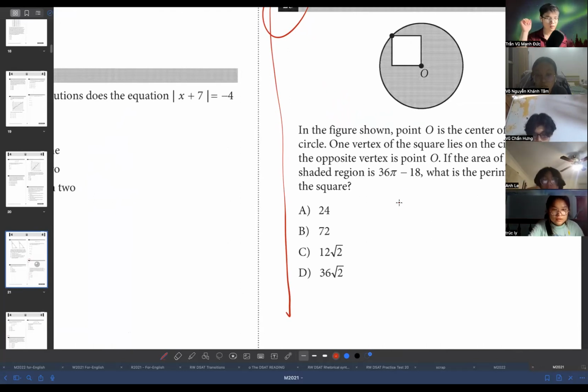C. 25C. All right. How did you come about C? How did you do it? In fact, the area of the square is 18. Wait. In the figures shown, if the area of the shaded region is 36 pi, how did you assume that 18 is the area of the square? How did you know it? Why is 18 the area of the square?